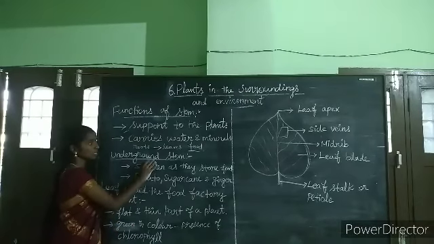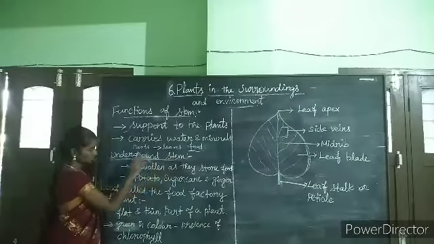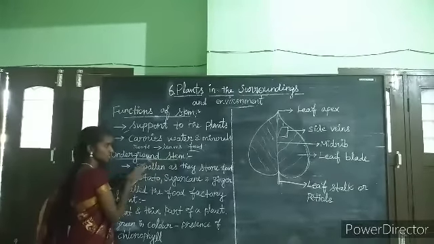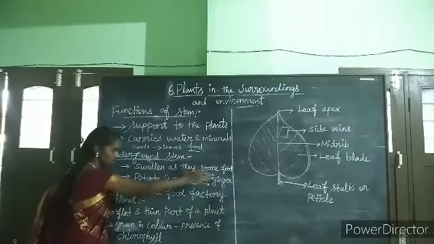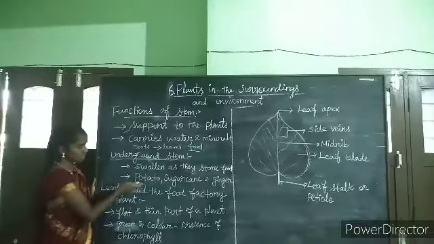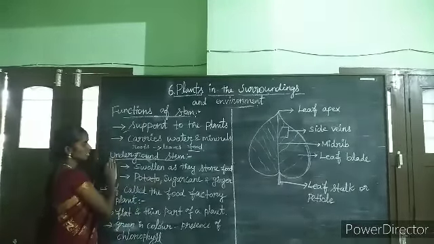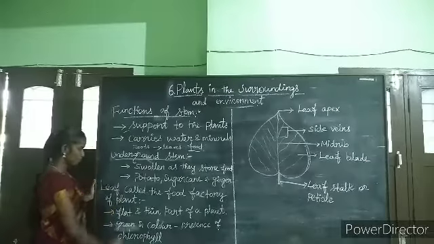Okay, some underground stems are there. So what are they? Some underground stems become swollen as they store food. So what are they? Potato, sugar cane and ginger. They are all called underground stems.